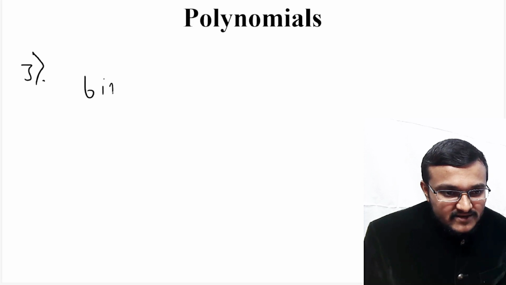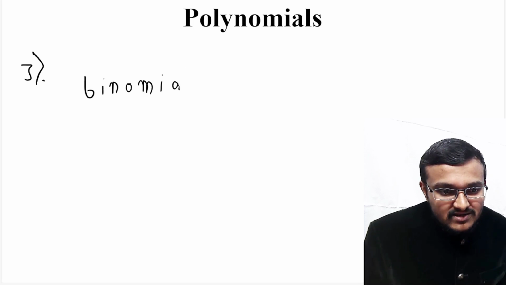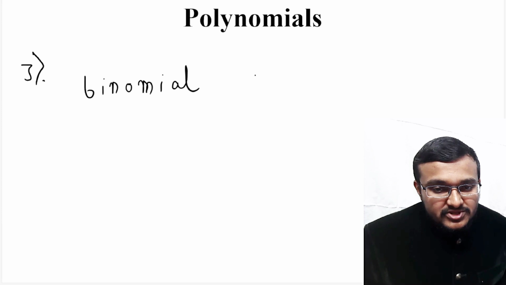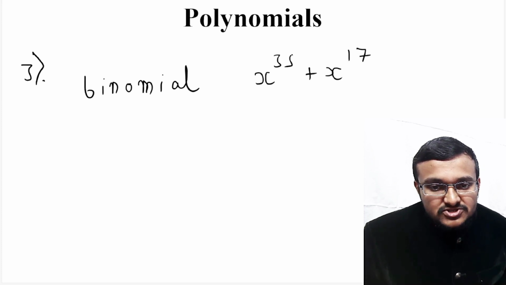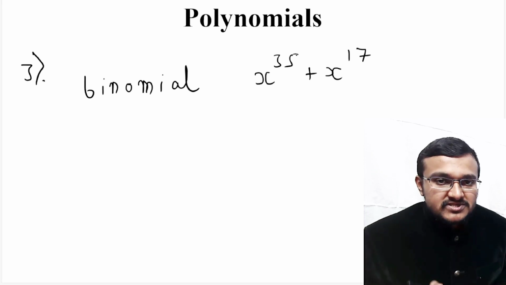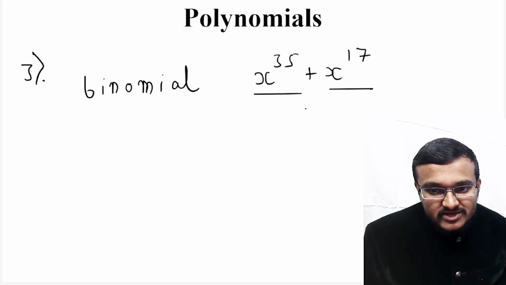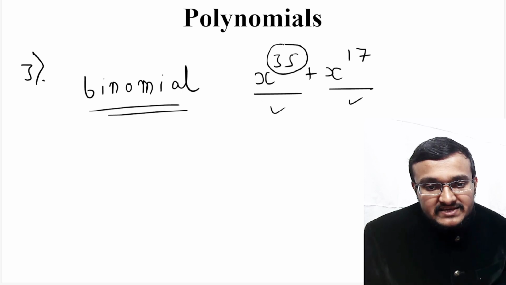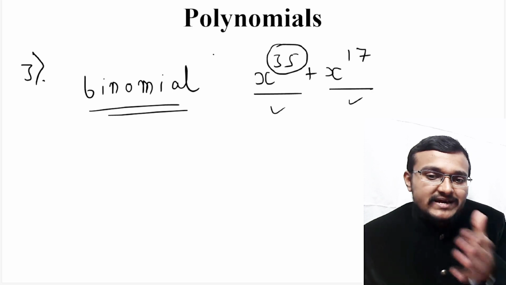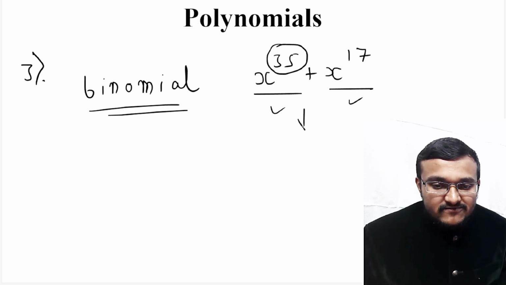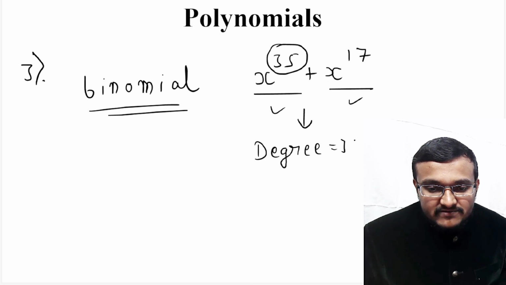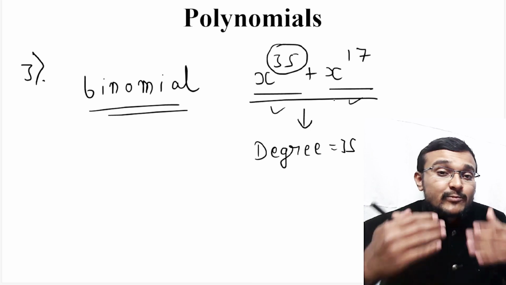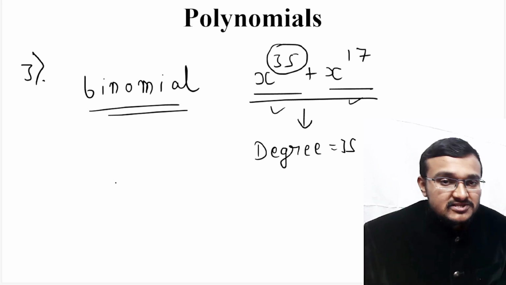So for a binomial, you should have only two terms. So now I will take x power 35 plus x power 17. So here you can see only two terms are there. So because only two terms are there, this can be known as binomial. And the highest power is 35 among x power 35 and x power 17. So that's why degree of this particular polynomial is 35. So like this you can come up with your own examples for this particular third question.